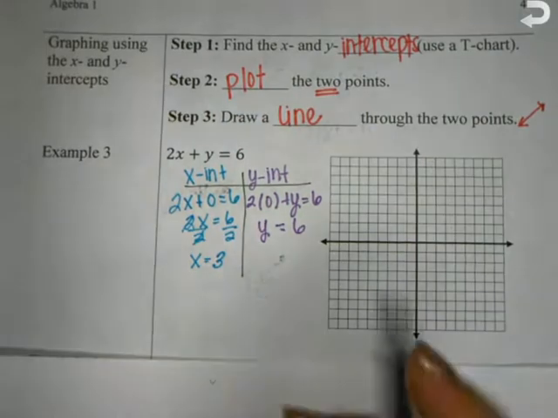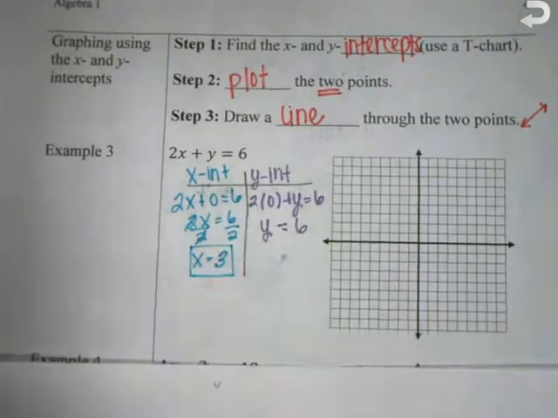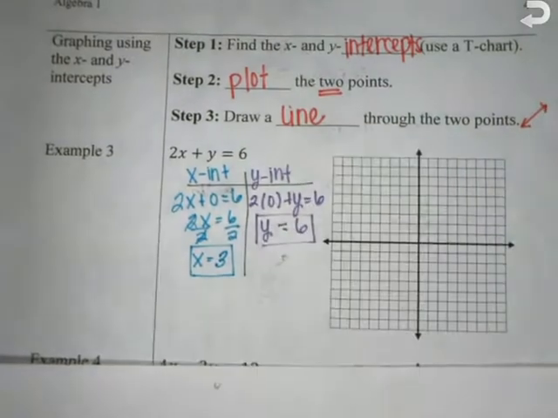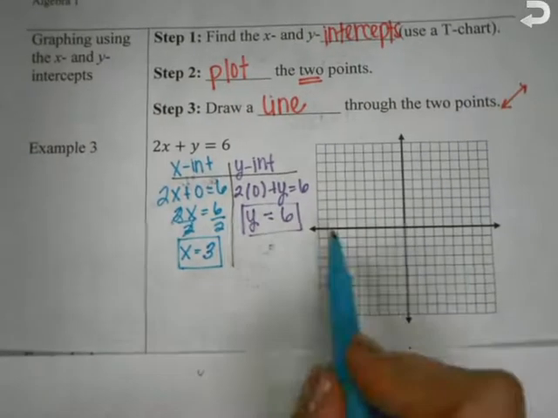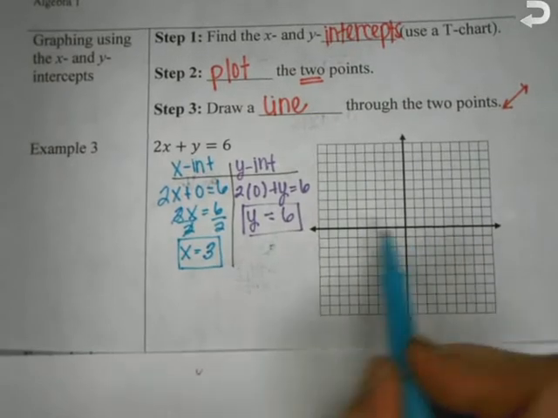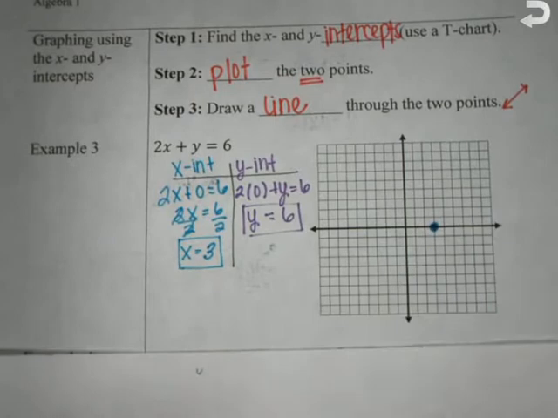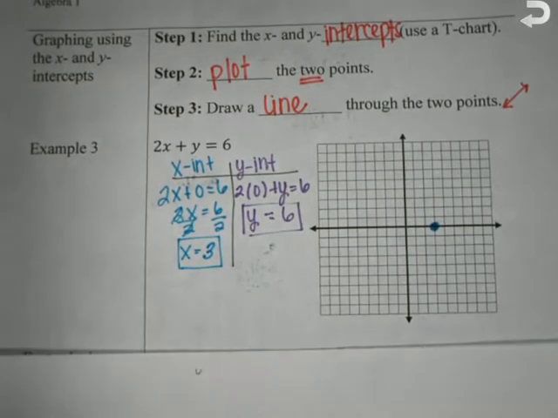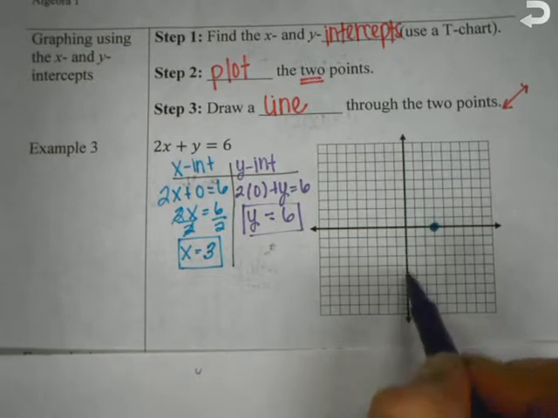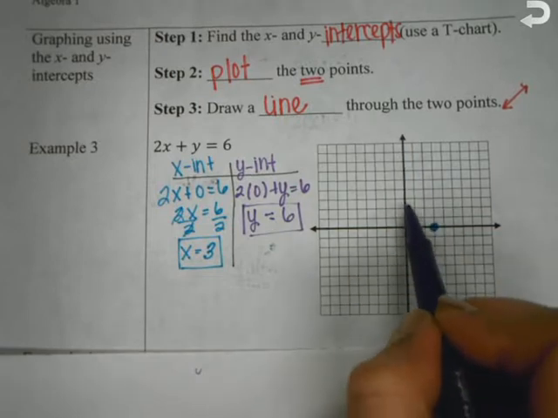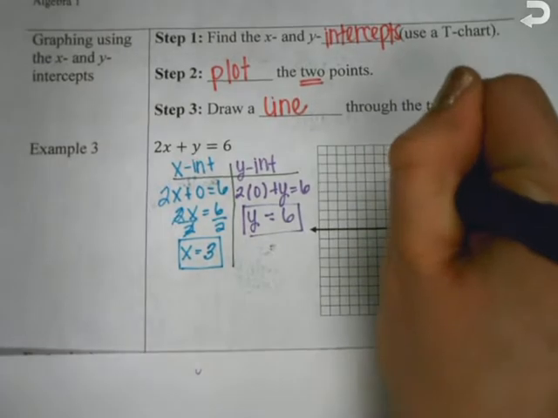So what we want to do is graph each of these points. Now, the x-intercept lies on the x-axis, so we just have to count over 1, 2, 3 spaces and graph it right there. The y-intercept lies on the y-axis, so along the y-axis we just count up 1, 2, 3, 4, 5, 6 spaces. That's easy. And then I draw a line through it.